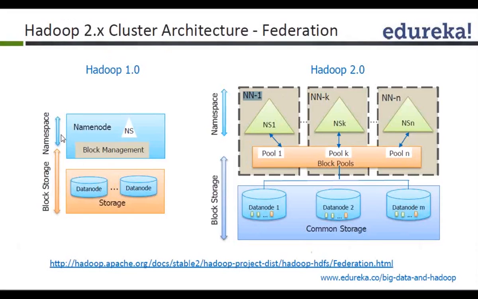So each name node is of a particular kind. Yes, that's correct. You should have 6 machines because there are 3 name nodes for federation, and for each one of them you should have a backup. That's why you should have 6.